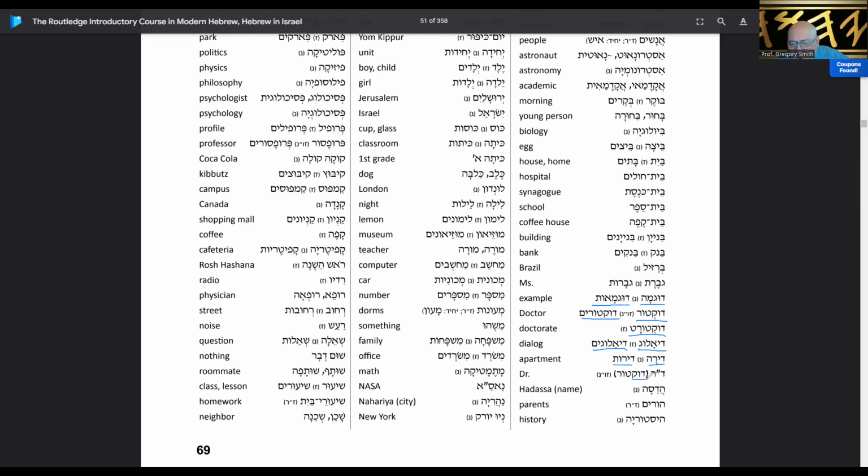Look at this one here. There's a doctor. Okay, all right. This right here could be like what you might see sometimes in English like Dr. Joseph something. Well, this might be the Hebrew equivalent there, possibly. Okay. Hadassah, that's a girl's name. Horim is parents. Historia is the subject, history. Yeah, היסטוריה, Historia.